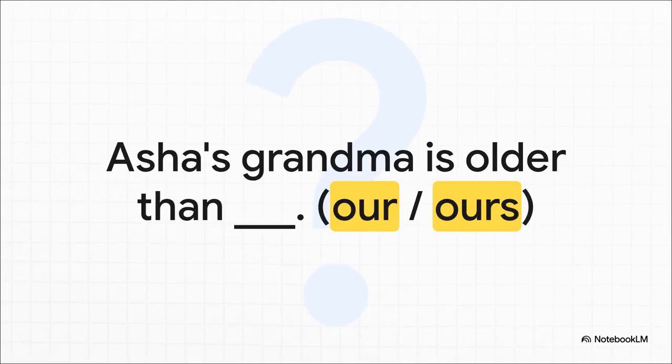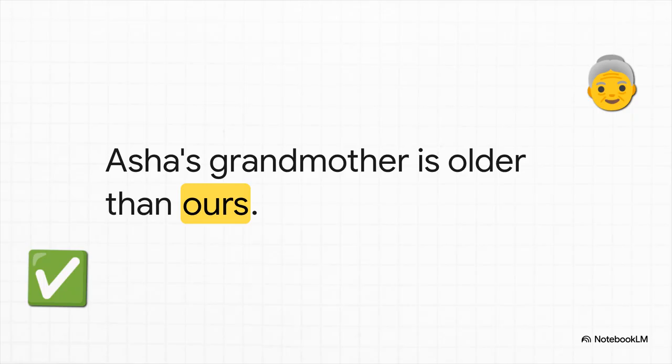Let's hit our final practice question. This one is a comparison using the word than, so we need to know which possessive pronoun fits best. Asha's grandmother is older than blank. Are we using our or ours? The correct answer here is ours.